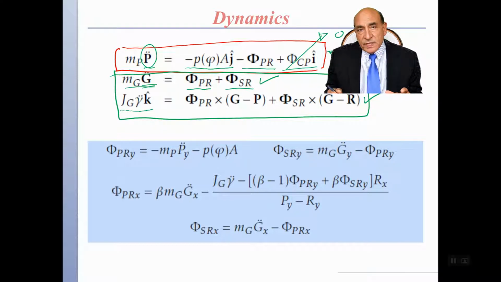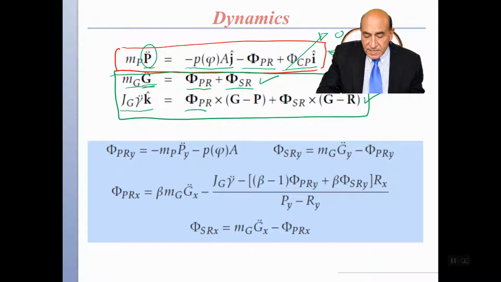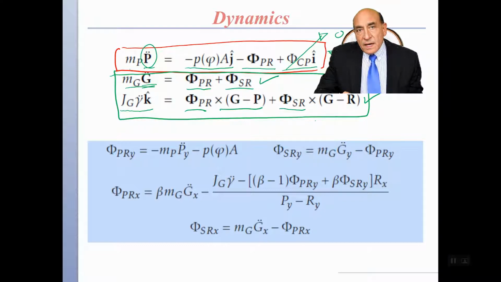The moments have to be in vector form, and the vector moment is the cross product of a force times a distance or arm length. So this is the force times its arm length, G minus P, and another force from the shaft on the rod times its arm length, which is G minus R. All of this is written in vector form, so we have to write equations in component form.